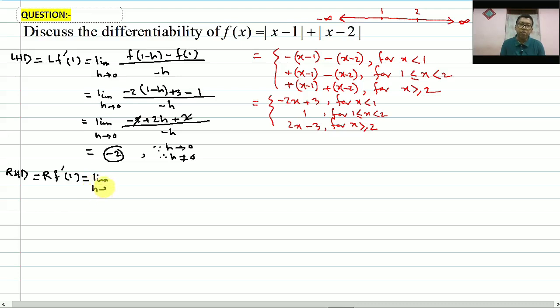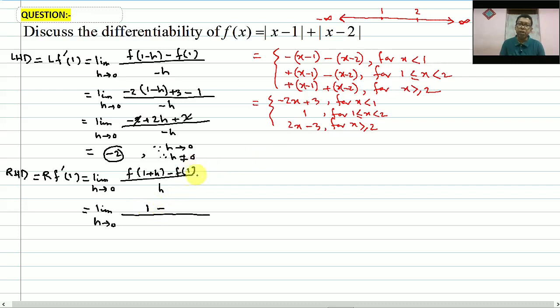Limit h tends to 0, f of 1 plus h minus f of 1 whole divided by h. What is f of 1 plus h? Here 1 plus h means x is more than 1. Find the domain: x is more than 1, that is, 1 is less than x. When x is more than 1, the value of the function is 1, so write 1, minus f of 1.